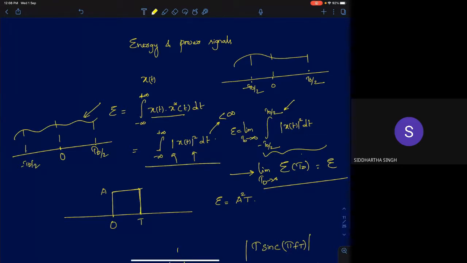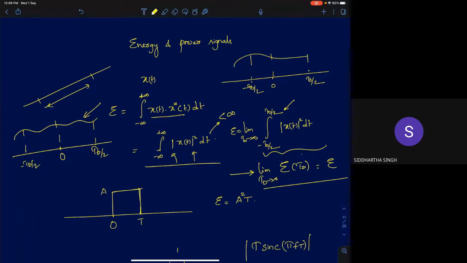Any signal which exists for a finite interval, most of them will have a finite energy. Any signal which is confined in time domain, limited in time for a certain interval, will have a finite energy. A signal which is everlasting, a signal which exists for all time, depending on the nature of the signal, can have a finite or an infinite energy.